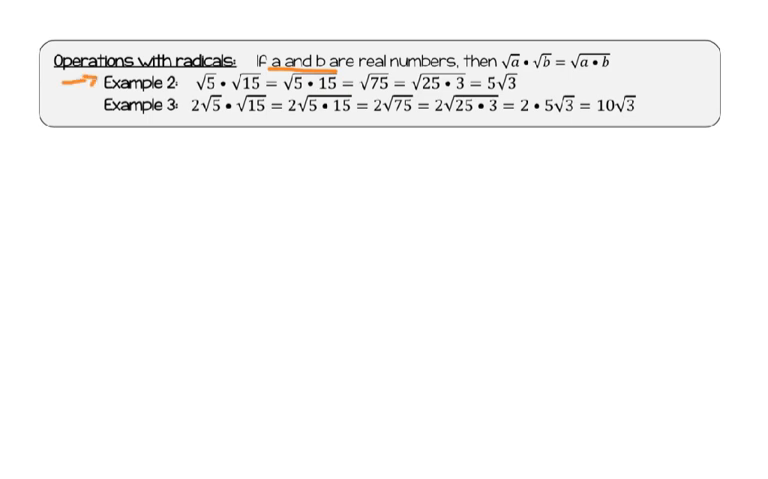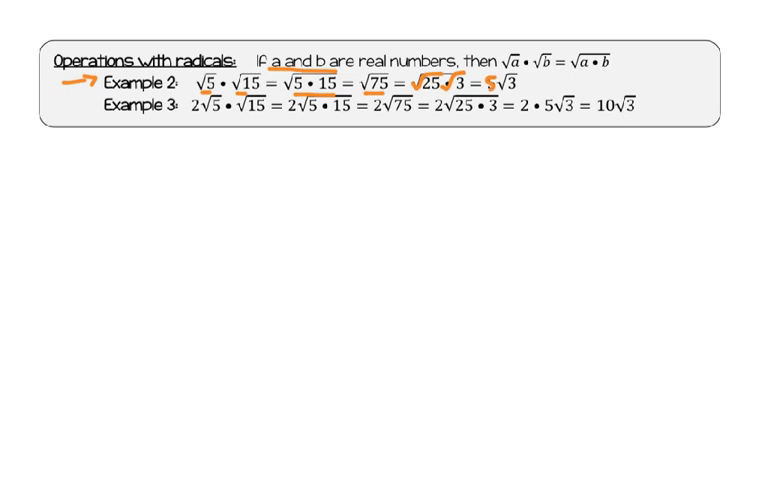If you look at example 2, it says square root of 5 times square root of 15 is the same as the square root of 5 times 15, which is the square root of 75, and then you can break that down differently. And the reason why we would want to break it down differently is because if we rearrange our numbers, then we've got the square root of 25 times the square root of 3, which is 5 square root of 3.